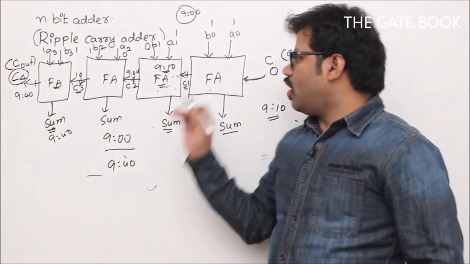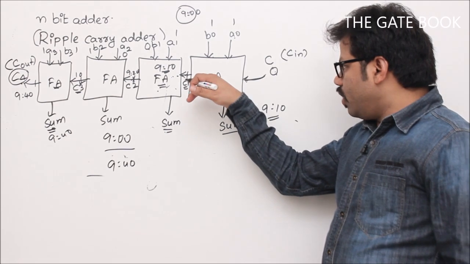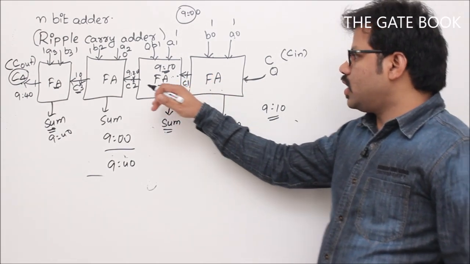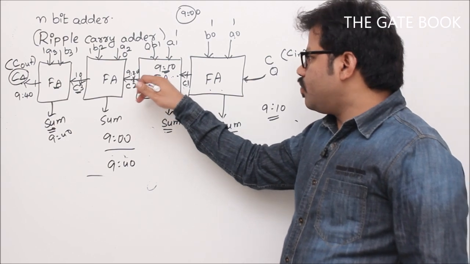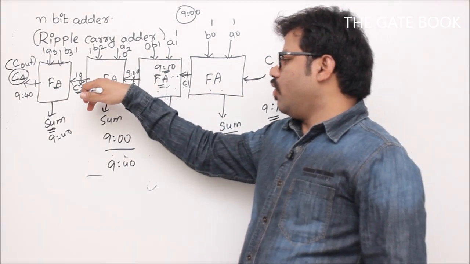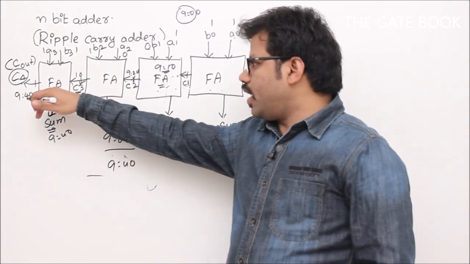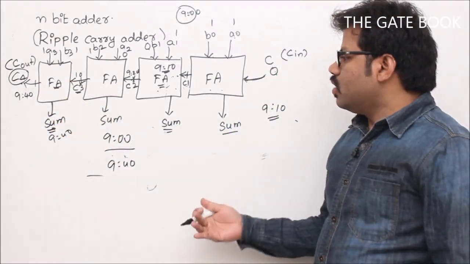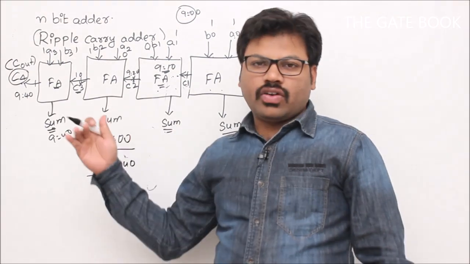And one more thing, there is a lot of delay. The first full adder has to give the output, that is this carry, then only this full adder works. And if this full adder gives carry, then only this works, right? In that way, the last full adder takes a lot of time to give the output. So finally, at the end of the day, you get the output after a long time, right?